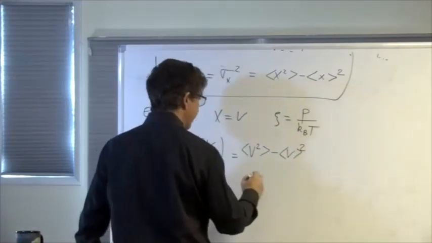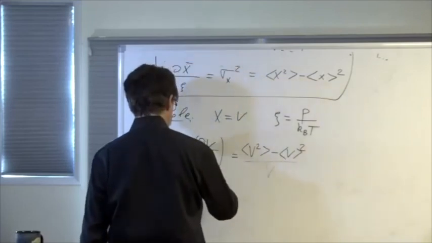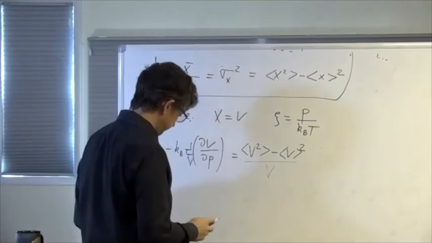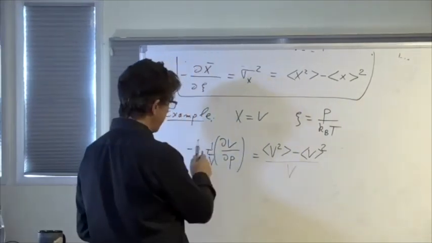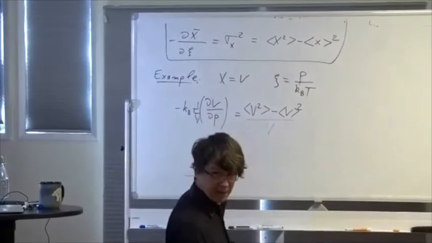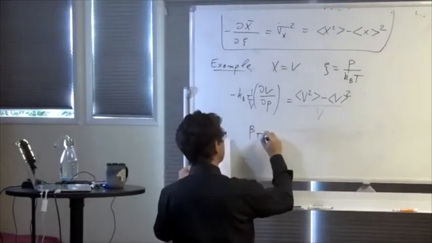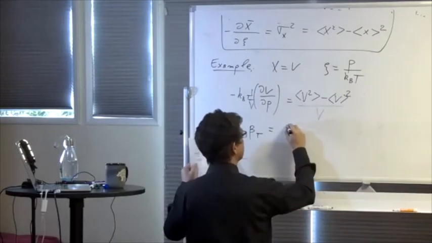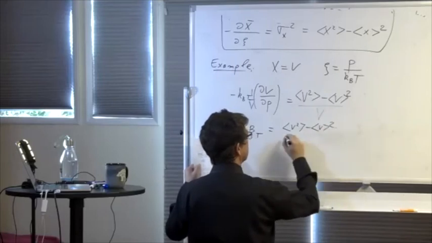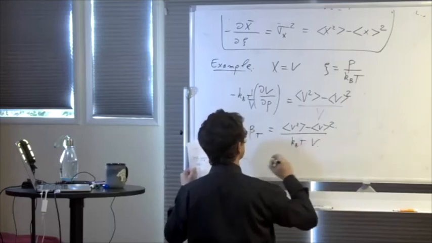And let me divide by volume here. So I'll put a 1 over V here, right? Can you see that? That's a 1 over volume. So the minus 1 over V dV dP, that's the compressibility. And unfortunately, we call that beta, remember? Sorry. So beta T, the isothermal compressibility, is the fluctuation of the volume squared minus V, the average volume squared, over kBT times the volume.